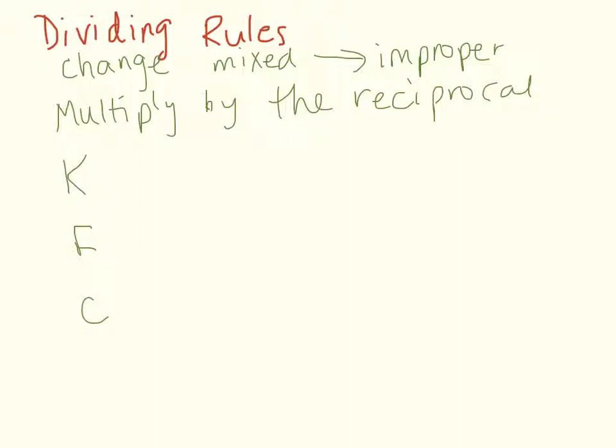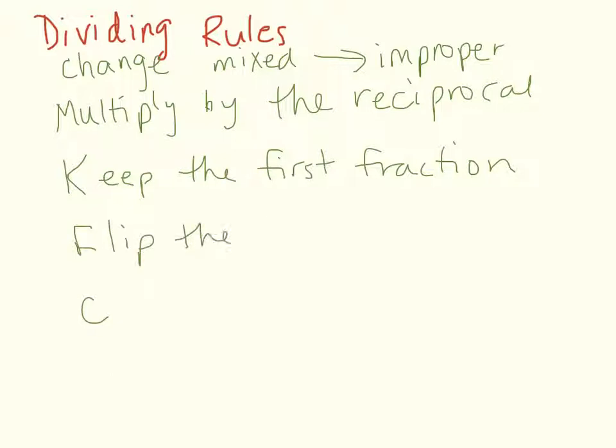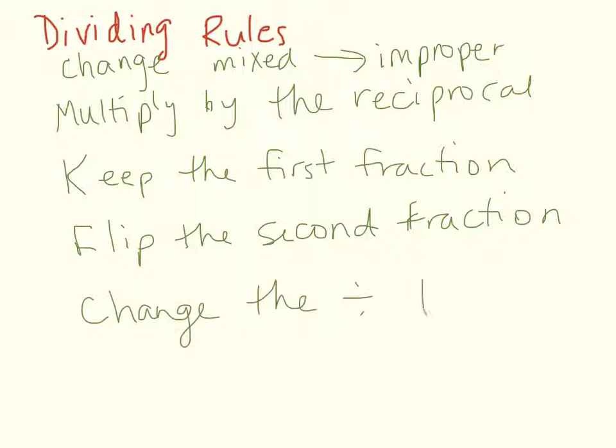Now we can talk about dividing. Again, before we do any division or multiplication, you must change mixed numbers to improper fractions. My basic rule is I'm just going to multiply by the reciprocal. You might remember that we've talked about KFC. Keep the first fraction the same, unless you have to change it to an improper fraction. Then flip the second fraction, which is making it the reciprocal. And then change the division sign to a multiplication sign.